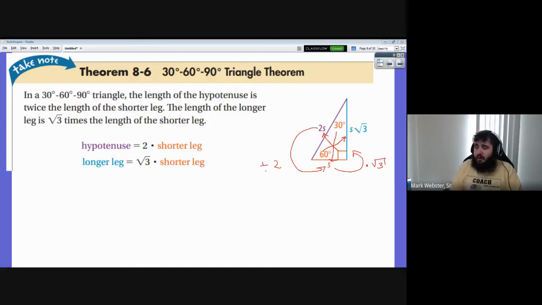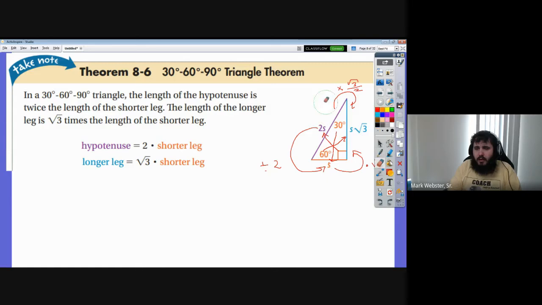Just because that's less memorizing, okay? I mean, you could just as easily say, all right, I'm just going to multiply by radical 3 over 2. That's an extra thing that you have to remember.